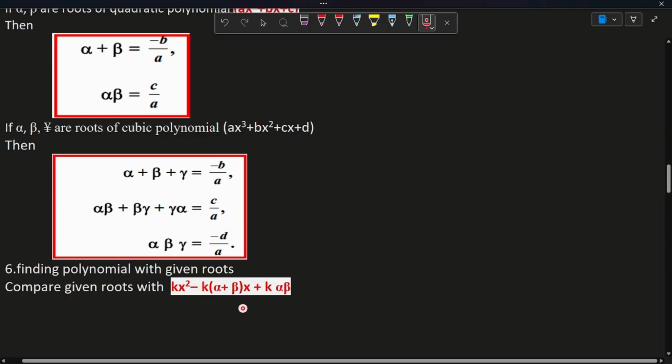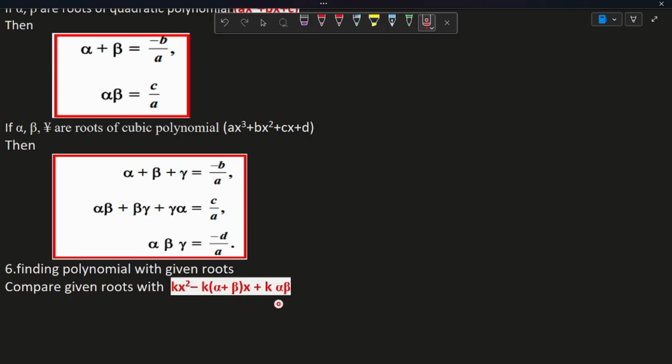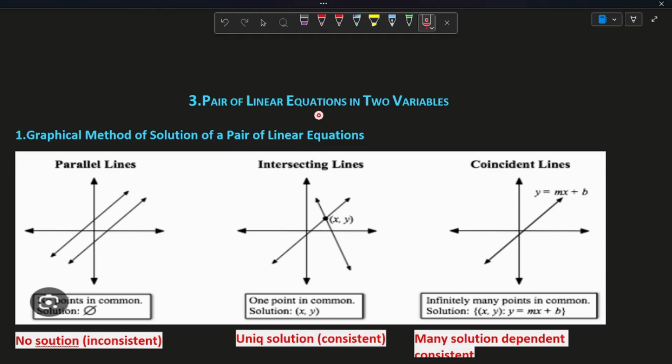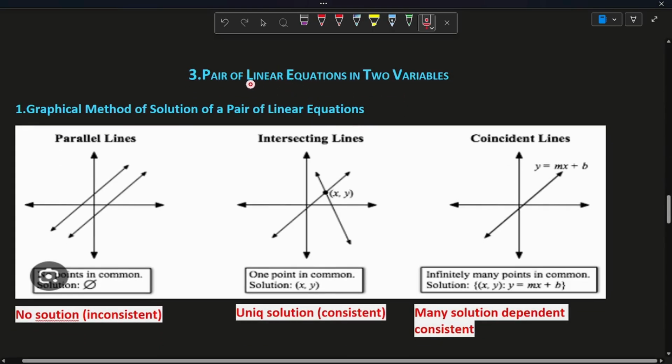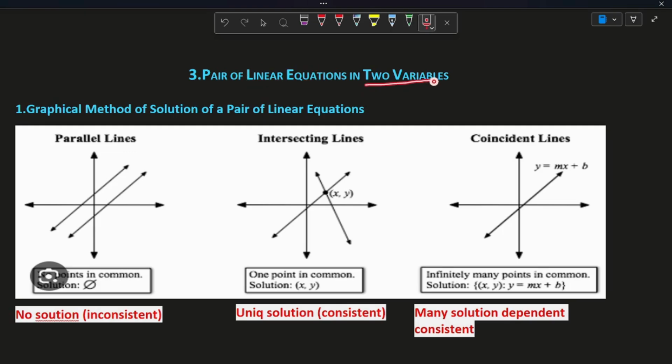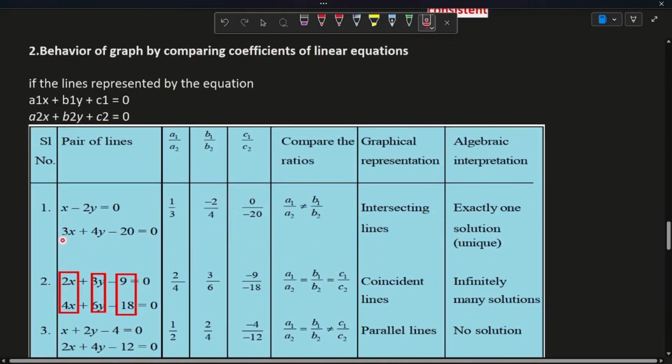Based on the sum and product of roots of a quadratic polynomial, we can express the quadratic equation in this form. Now, the pair of linear equations in two variables. It means the polynomial is linear, or the equation is linear, and it has two variables. For example, observe this linear equation. It has two variables, x and y, and it has degree 1. So it is a linear polynomial or linear equation.